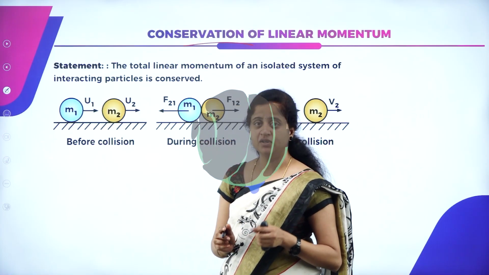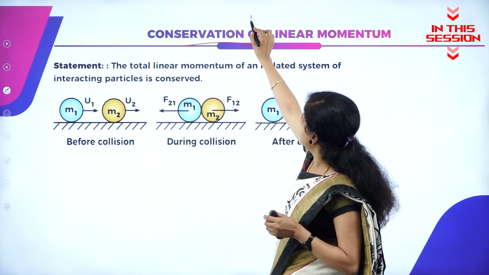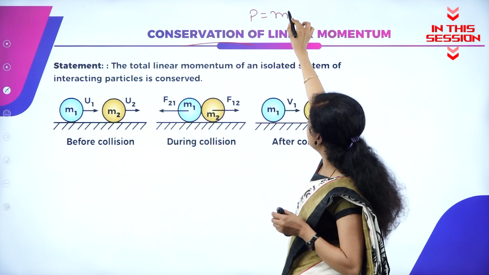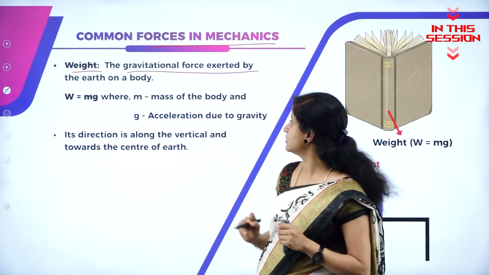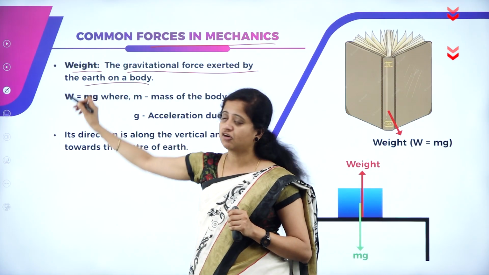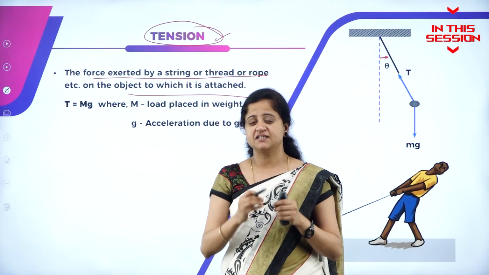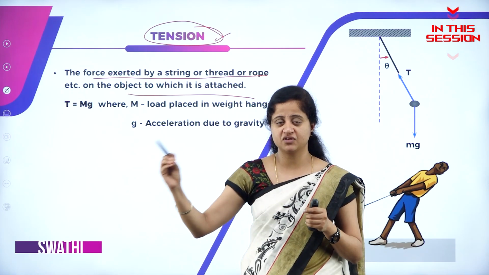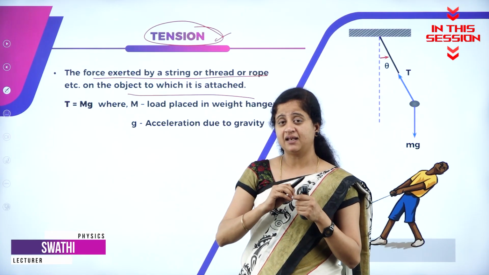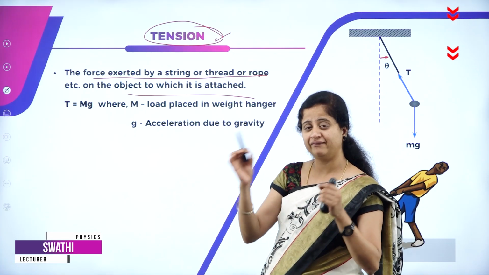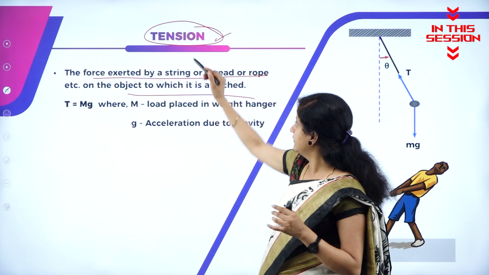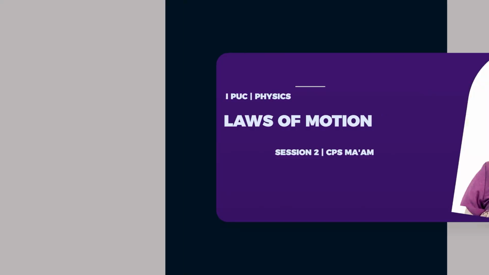What is momentum? Momentum is denoted by the letter P, which is nothing but the product of mass and velocity. Weight is nothing but the gravitational force exerted by the earth on a body. If an object is attached to a rope, string or thread, there is a force exerted by this thread on the connected object. We will call it tension.